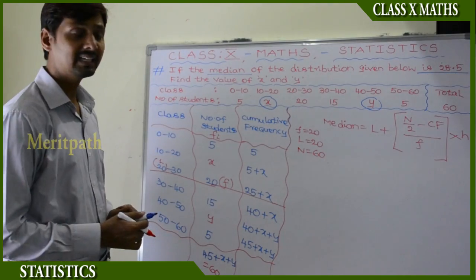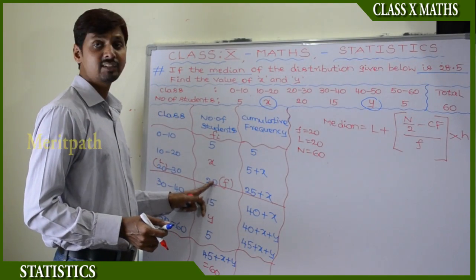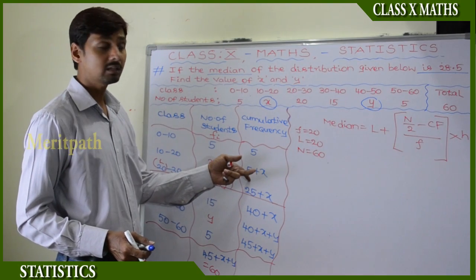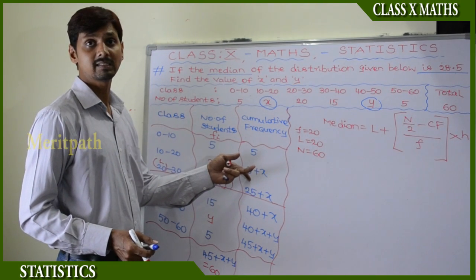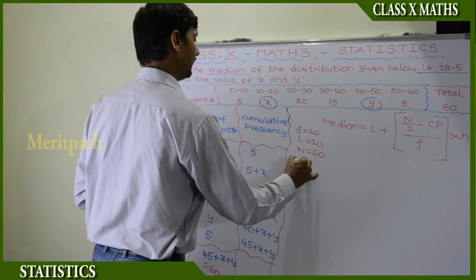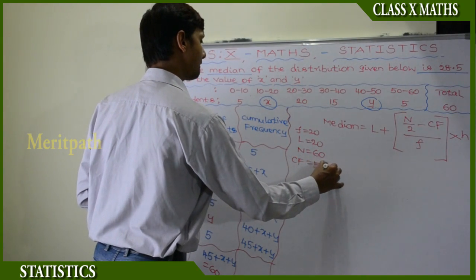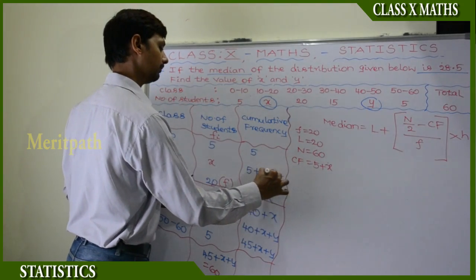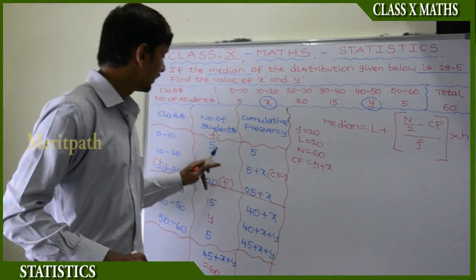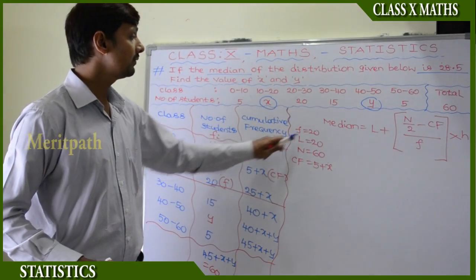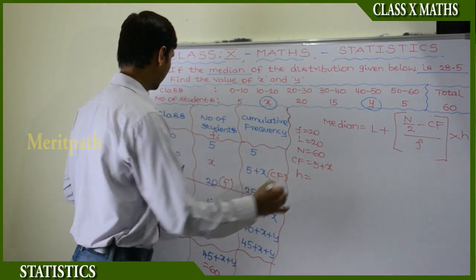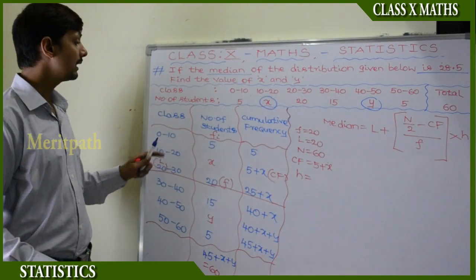And CF is nothing but the frequency preceding the median class, which is called the cumulative frequency, CF. So CF is equal to 5 plus x. Small f is the frequency of the median class, which we have taken already, and h is nothing but the length of the class interval. We know that the length of the class interval is 10.